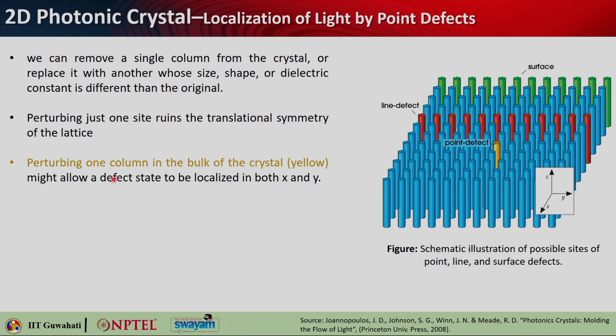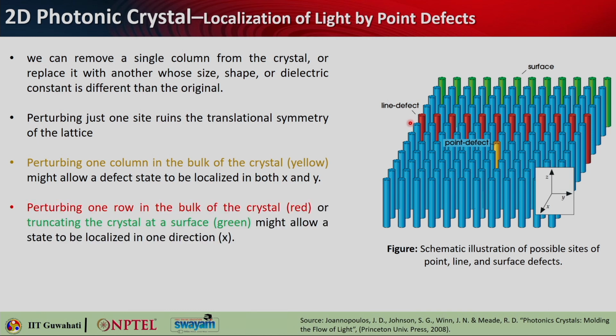Perturbing one column in the bulk of the crystal, like this one, is called a point defect, whereas if you perturb the entire line, that is called a line defect. As mentioned here, perturbing one row in the bulk of the crystal or truncating the crystal at a surface is also possible. These are basically line defects, whereas if only at one point you change the material or change the size of the hole or, in this case, the dielectric rod, that will introduce a point defect in your crystal.